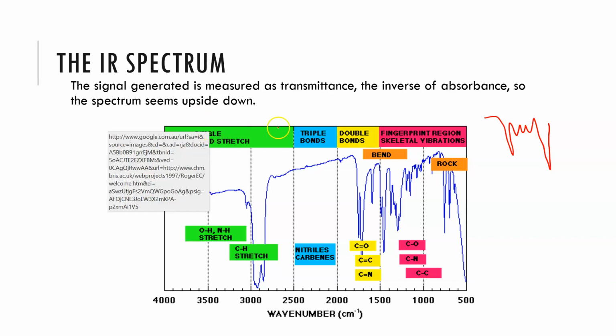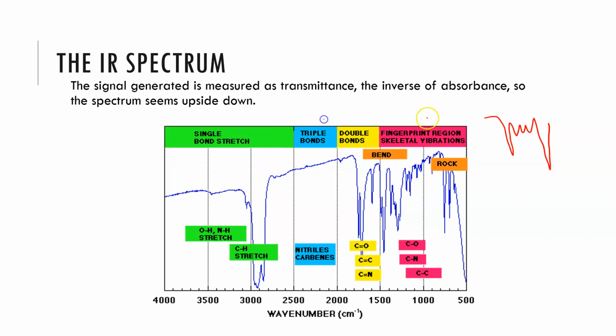The colors here show ranges of bands where we find different types of bonds, and you can see that the double bonds, C=O, C=C, all appear in this range here. And then one area we will particularly be interested in is this 3000 to 3500, as this is where we will find OH stretches for carboxylic acids and alcohols.